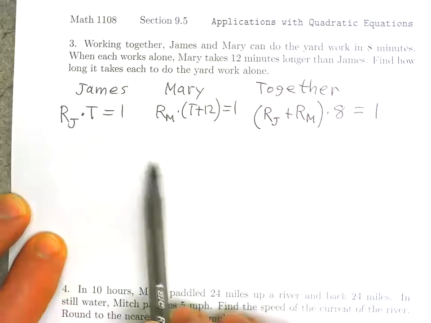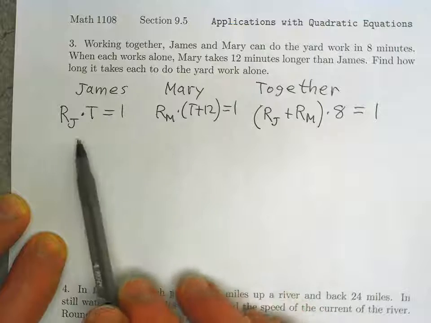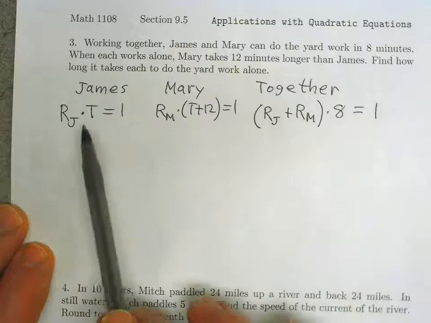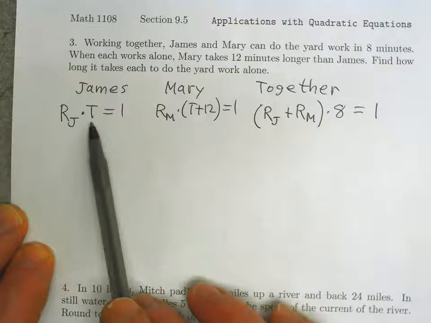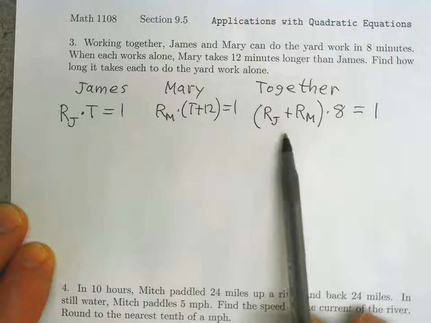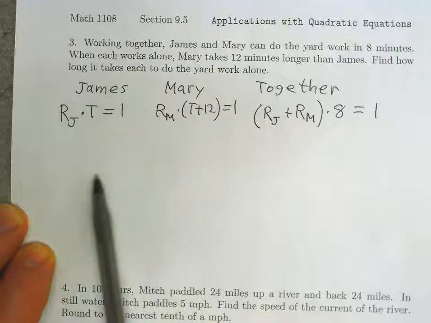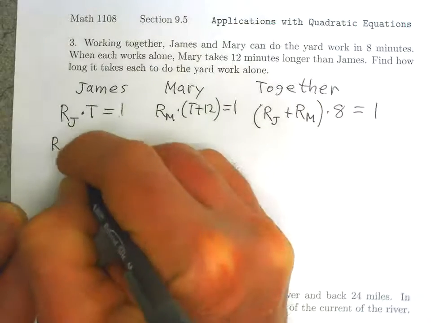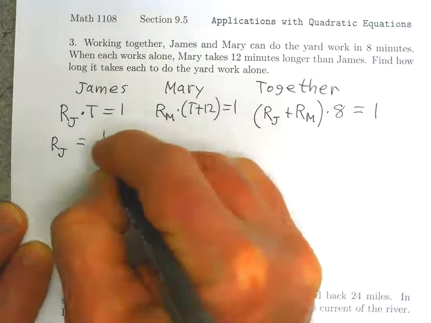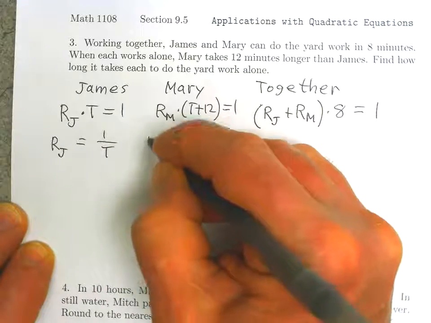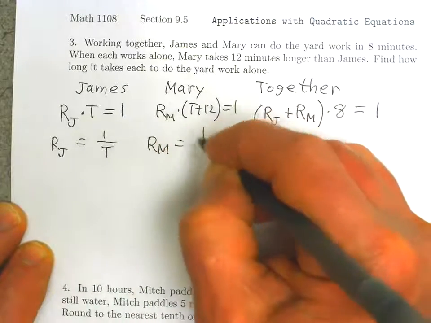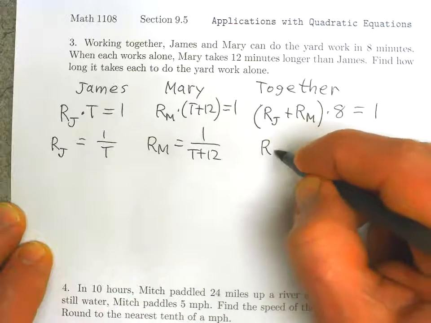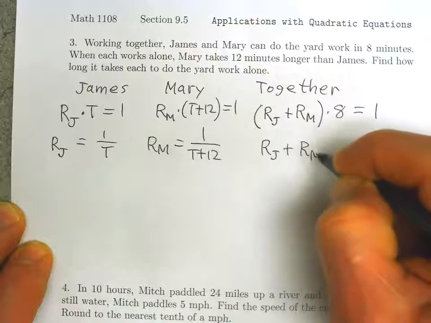So we have our rate times time equals 1 equation for all three scenarios. We want to know what T is, and then once we know what T is, we'll know what T plus 12 is. So we want an equation whose only variable is T. So if we solve each equation for the rate, James's rate is 1 over T. Mary's rate is 1 over T plus 12. And James's rate plus Mary's rate is 1/8.